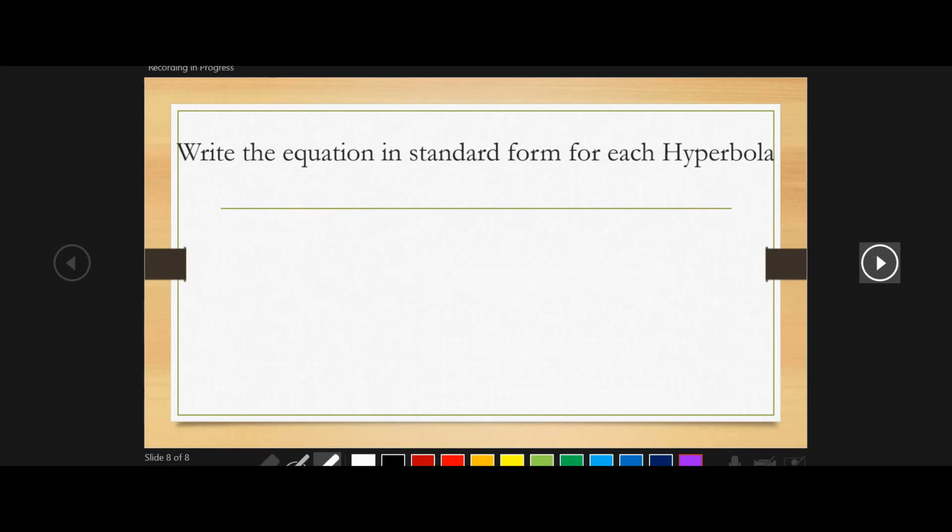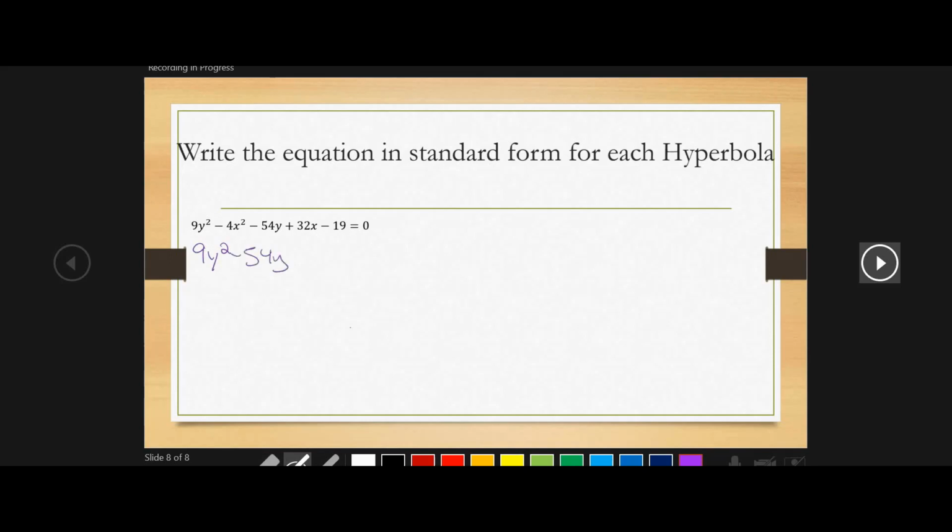All right. And here's the last slide. The last slide will be writing the equations of the hyperbolas. This will be very similar to what we did with the ellipses because we have that coefficient that's not 1. So let's start that process. So first thing I would do is get my x's and my y's together. The y is the one that's positive, so we'll put that one first.